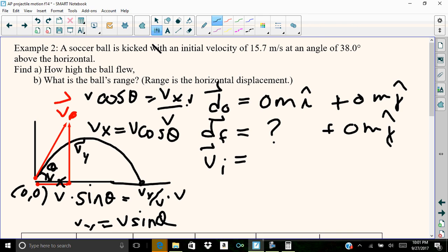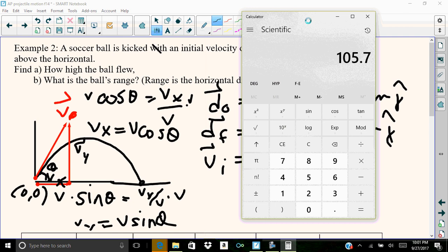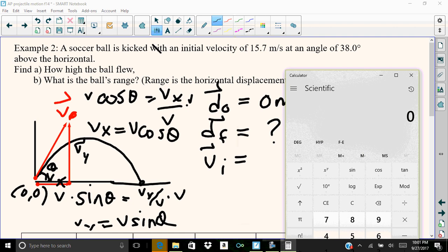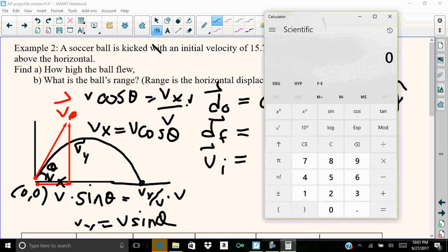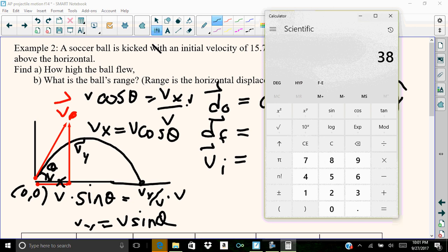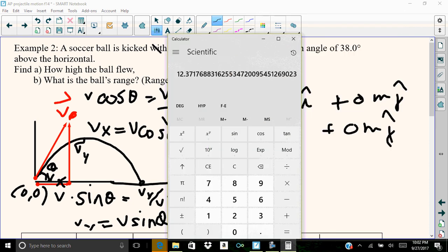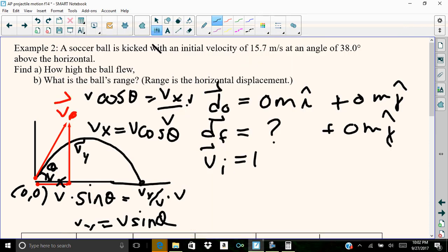Now all I'm going to do is substitute the numbers into my calculator in order to solve for Vx and Vy. So V is the 15.7 meters per second, and we're going to multiply that by the cosine of 38. I take 38, take the cosine of that, and then multiply by the 15.7. That gives me 12.3. So my x component here is going to be 12.3.